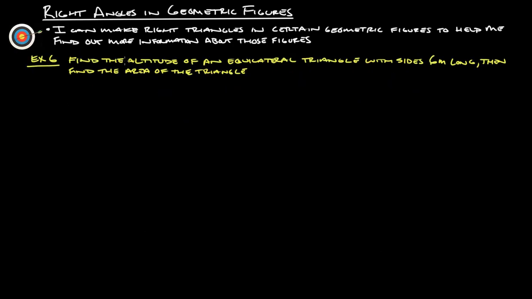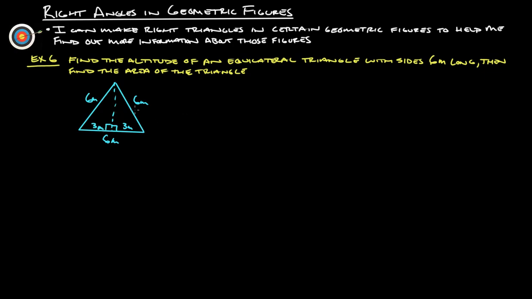All right, example 6. Find the altitude of an equilateral triangle with sides 6 meters long, and then find the area of the triangle. So let's draw an equilateral triangle-ish here. All right, that looks fairly equilateral-ish. And these are all 6 meters. Right? So with that, we want to create an altitude here, which makes a right angle on both of these, and it also cuts this exactly in half. So if this whole thing is 6, this is going to be 3, and this is going to be 3.